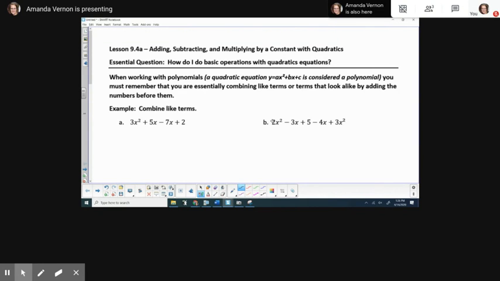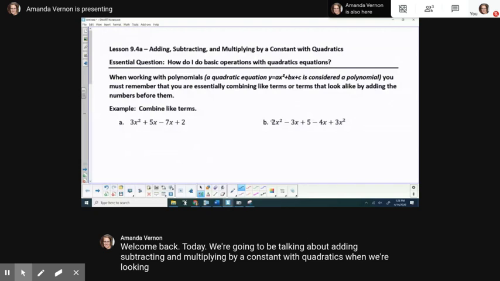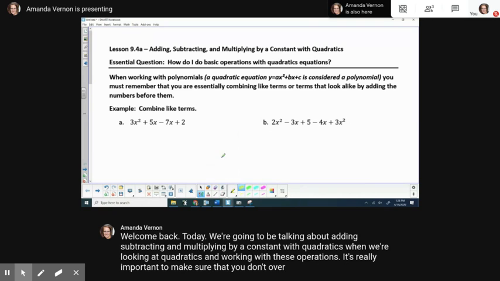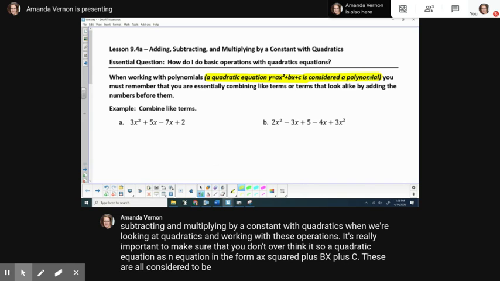Welcome back. Today we're going to be talking about adding, subtracting, and multiplying by a constant with quadratics. When we're looking at quadratics and working with these operations, it's really important to make sure that you don't overthink it. So a quadratic equation is any equation in the form ax squared plus bx plus c. These are all considered to be polynomials.